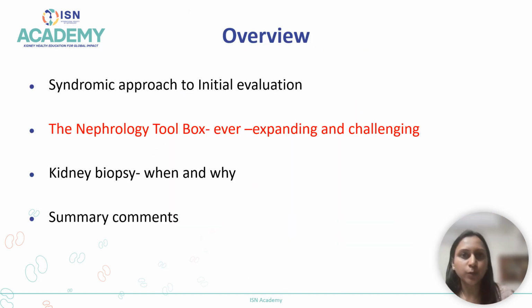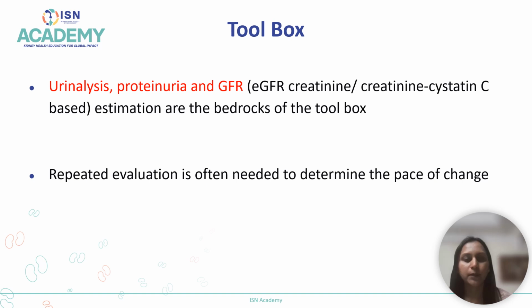The nephrology toolbox is ever expanding and challenging. Now let's look at the nephrology toolbox. The bedrocks of the toolbox are urine analysis, proteinuria estimation, and estimated GFR. Repeated evaluation is often needed to determine the pace of change.